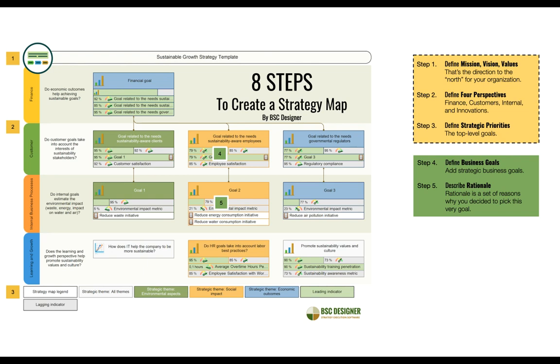So if we have some financial goal, it should be supported by a certain goal from the customer perspective. And if we have some goals in the customer perspective, they should be supported by certain internal goals. So this cause and effect logic is a must for a strategy map. Step number five, describe rationale. What is it all about? It is a set of reasons that stands behind a goal. So if there is a goal on our strategy map, we should understand why we have it there.